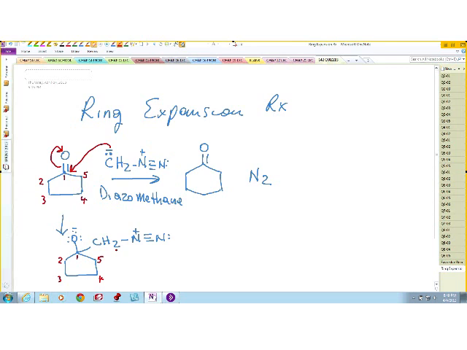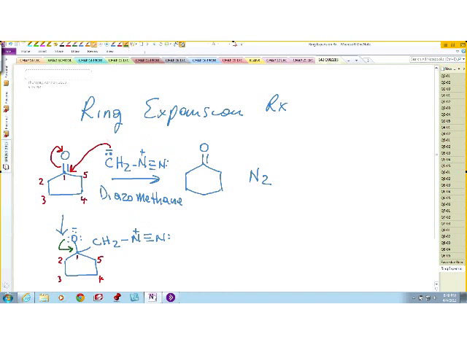Carbonyl will reform. Okay. So once we reform the carbonyl, then what bond will break? 1 and 5, exactly. Very good. 1 and 5 will break. So it's almost another intramolecular SN2 reaction, if you think about it, in which the nitrogen will be acting as a leaving group.